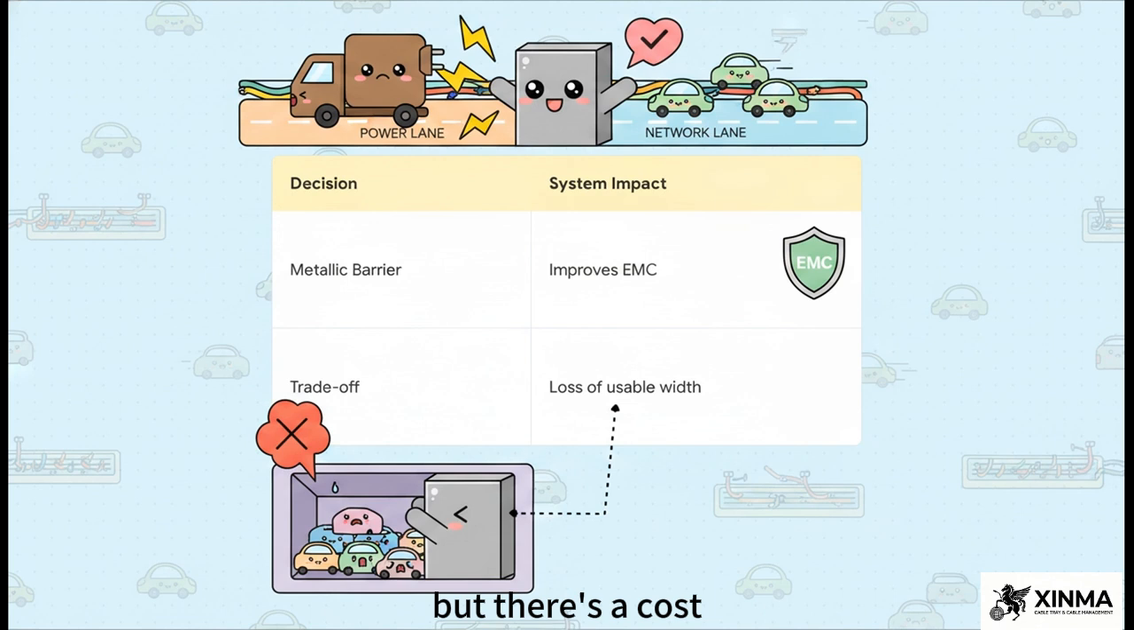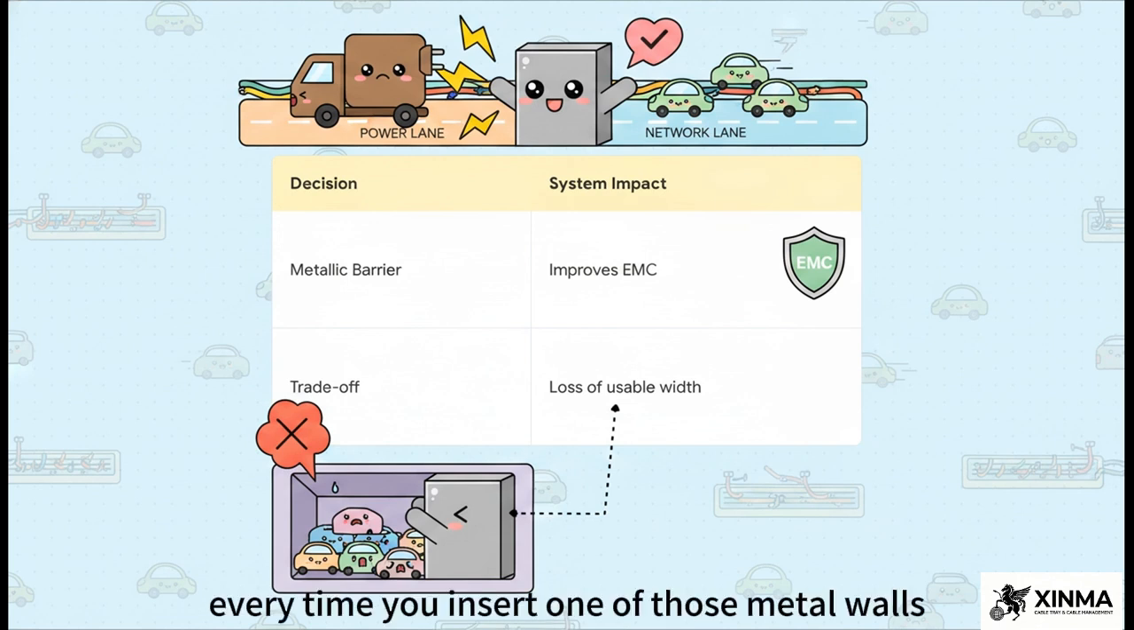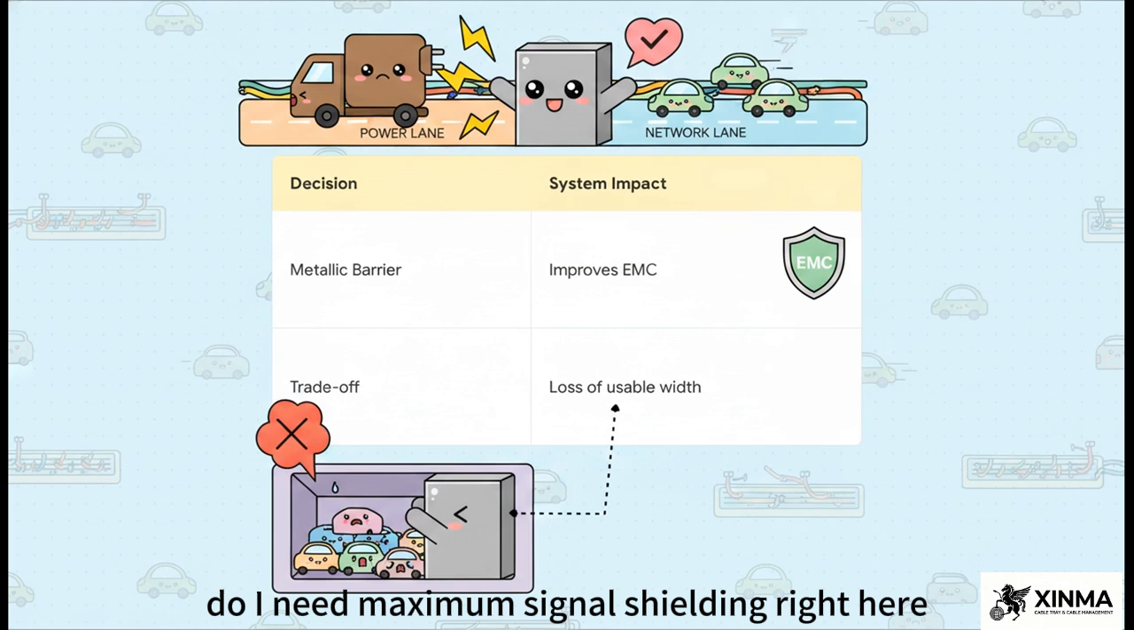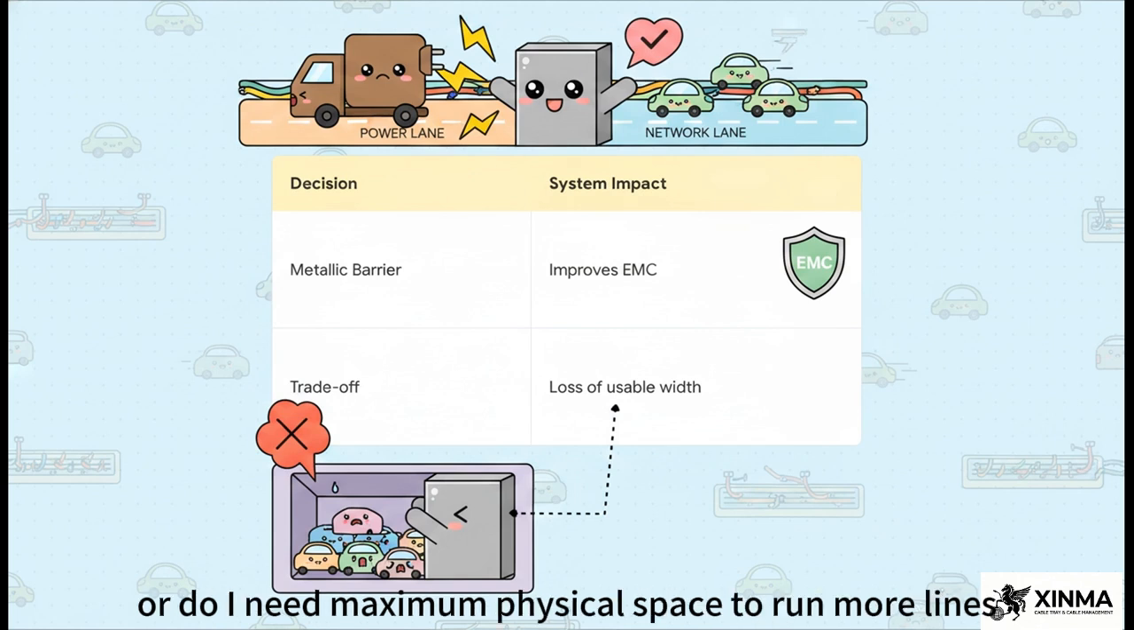But there's a cost. Every time you insert one of those metal walls, you lose usable physical width inside the tray. You literally have less room for cables. So if you're the one installing this, you have to weigh it out. Do I need maximum signal shielding right here, or do I need maximum physical space to run more lines?